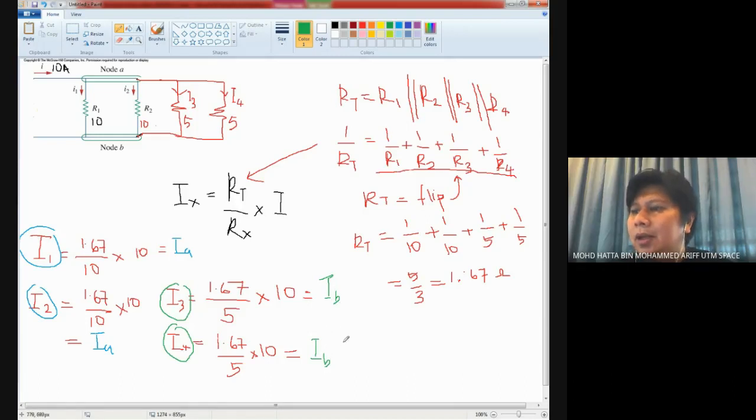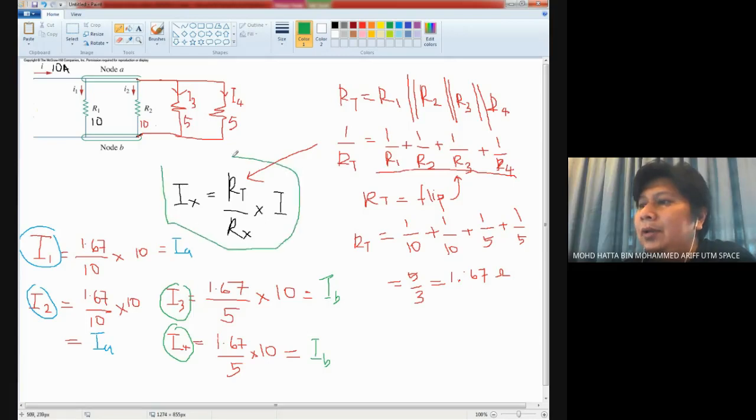Regarding the relationship between IA and IB, I can say that IA is less than IB. IB has a greater value because the resistor value over here is less compared to these two branches. This is the way to use current division if you have more than two branches of resistors connected in parallel.